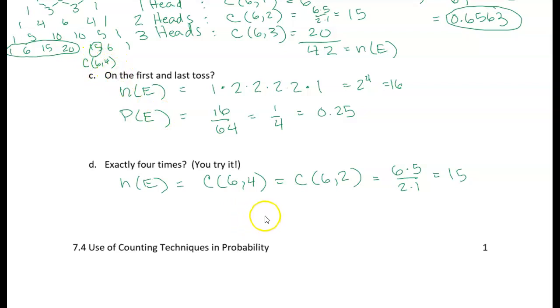Okay. And then once we've got the number of elements in that event, we're going to find the probability of that event by taking the number of elements in the event we're interested in over the total number of events in this sample space. So 15 out of 64. Put that in my calculator and I get 0.2344, or about 23.44%.